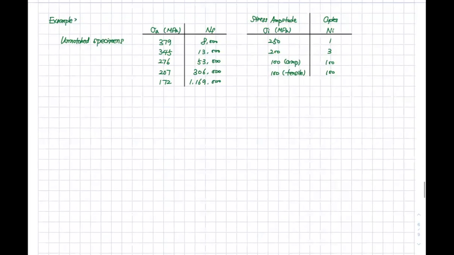Okay, examples. The specimen is defect free, which means there are no initial flaws here. We have some values of stress amplitude and the number of cycles, and also importantly, we have this information as well. Stress amplitude 250, 200, and so on, with numbers of cycles like 3 times 10, 100 times 10, something like that.